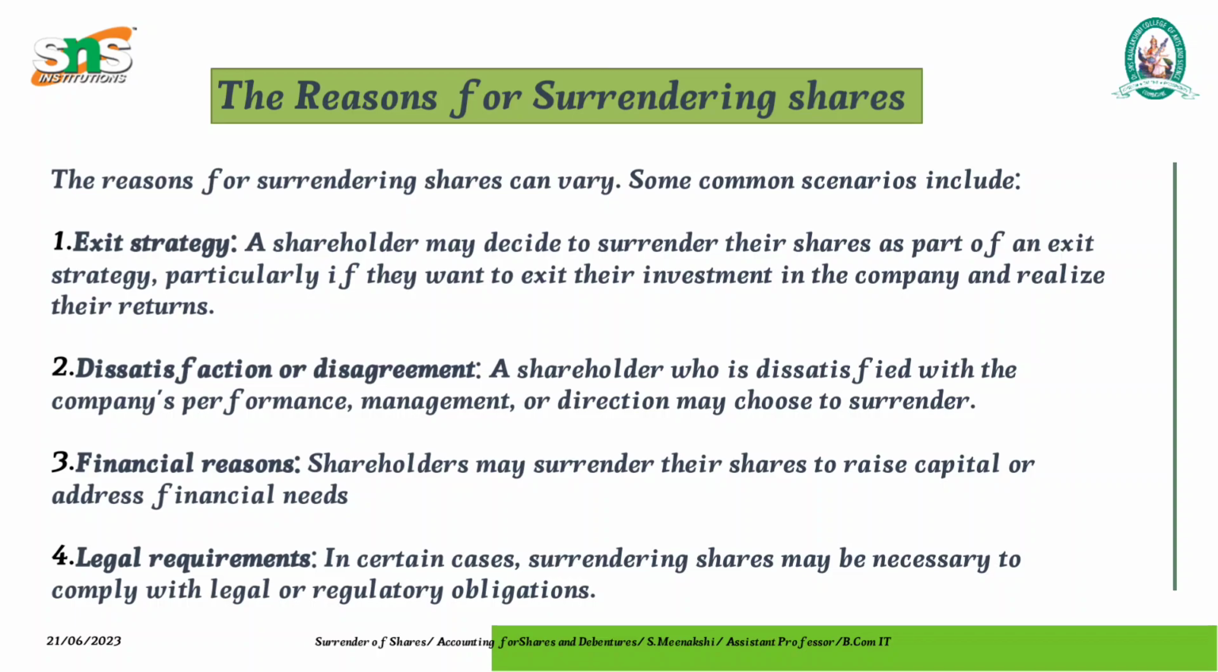Now we are going to learn about the reasons why surrendering happens. The primary reasons for surrender are discussed below. The first case may be an exit strategy. When a shareholder wants to exit from a company, he may surrender his shares as part of an exit strategy. Then dissatisfaction with the company's performance may be a reason to surrender his shares. Sometimes the company may not perform well or the company's management may not be satisfactory, so the shareholder can make a decision to surrender. Due to some financial reasons, shareholders may surrender their shares to raise capital. In some cases, surrendering shares may be necessary to comply with legal or regulatory obligations given by a court order. So there is no other option, and the shareholder may be compelled to surrender his shares as a legal action.